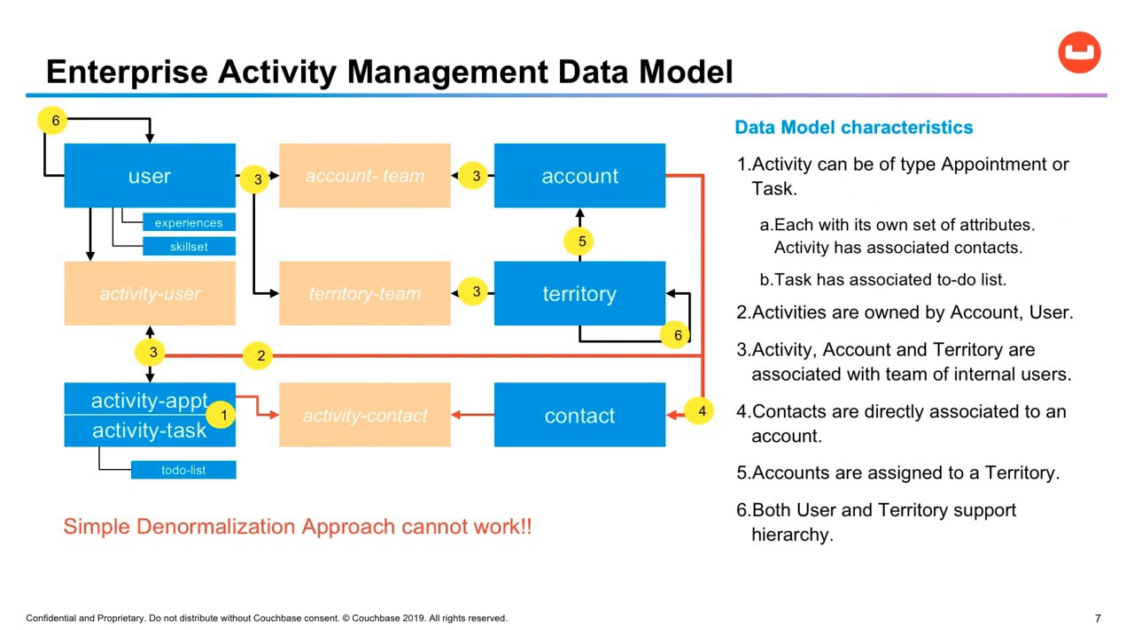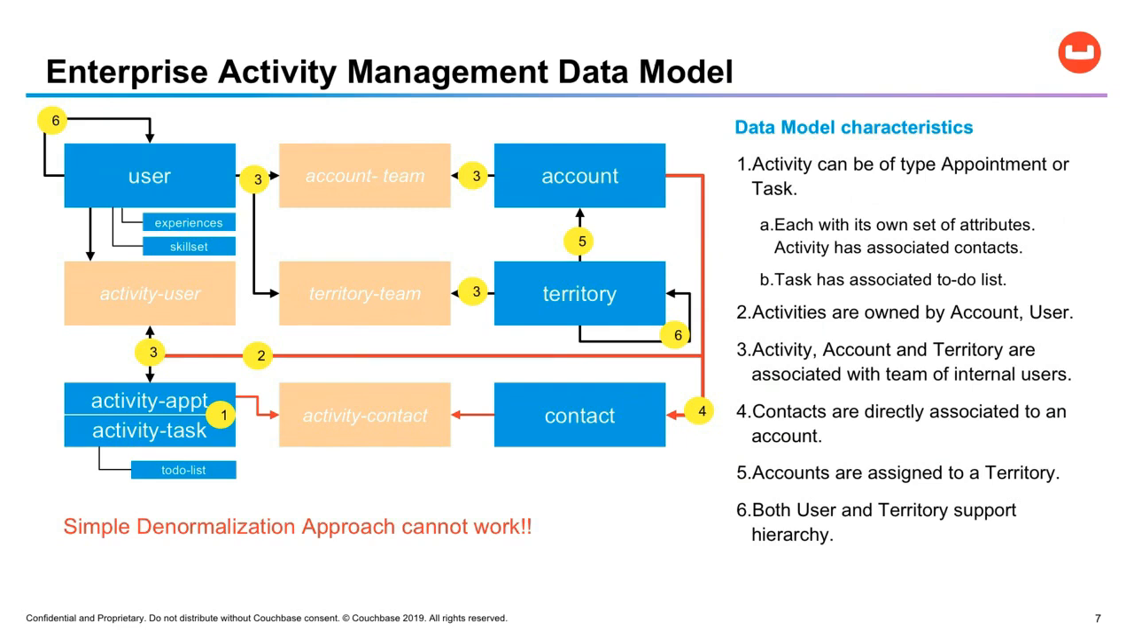To follow the denormalization approach into a single document, you will need to include all of the related objects in the activity document, and that is a real challenge. For instance, how would you store the contact information in the activity when contacts are directly associated to activity as well as indirectly via the account object? You have the same problem with user. A user is associated to an activity as an owner, but the user is also associated to activity as a participant.